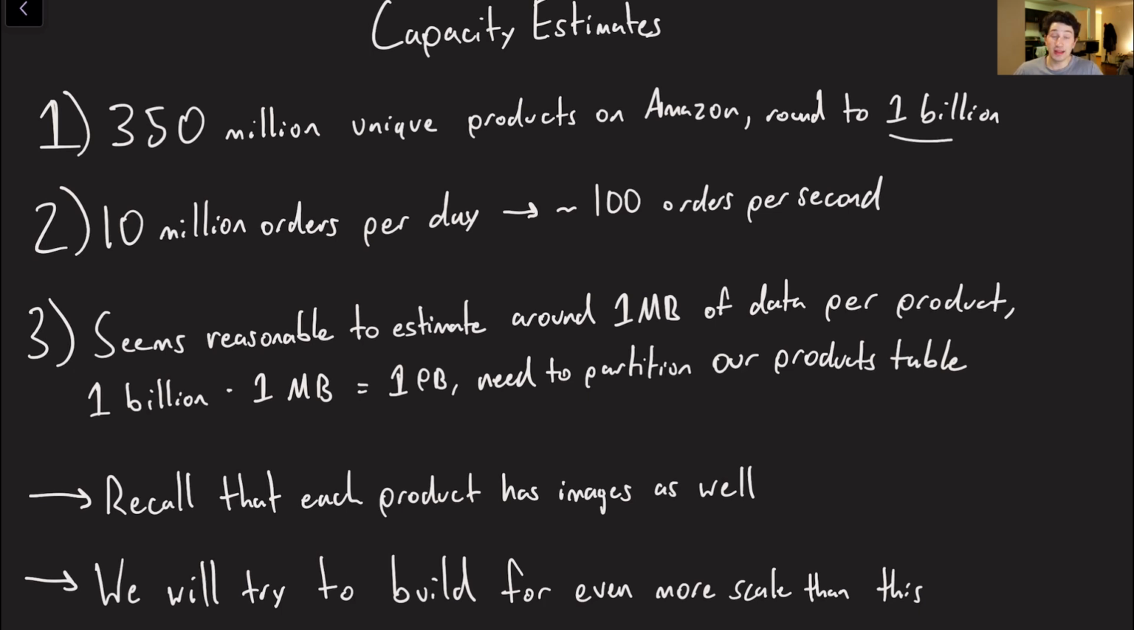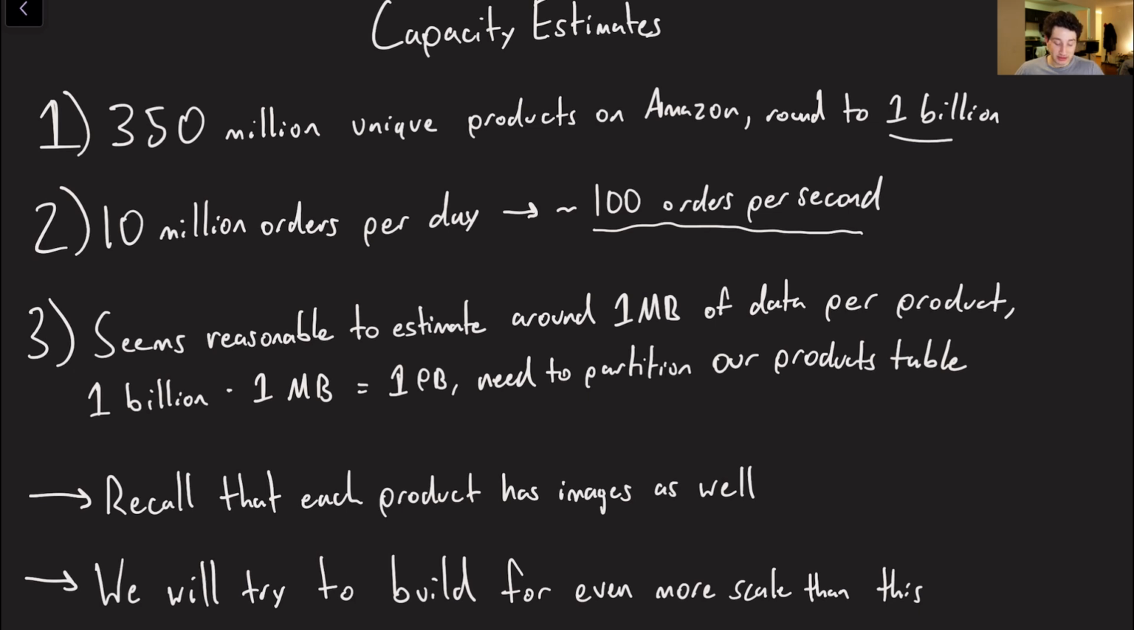Additionally, apparently there are 10 million orders per day. Now we see why Bezos is so rich. That, if you divide by your 24 hours, your 60 minutes per hour, and your 60 seconds per minute, leads us to around 100 orders per second, which is actually not so bad if you think about it, just considering the fact that most of those orders are probably going to different databases or different product IDs, and those will probably be spread out over different databases, but we'll talk about that later.